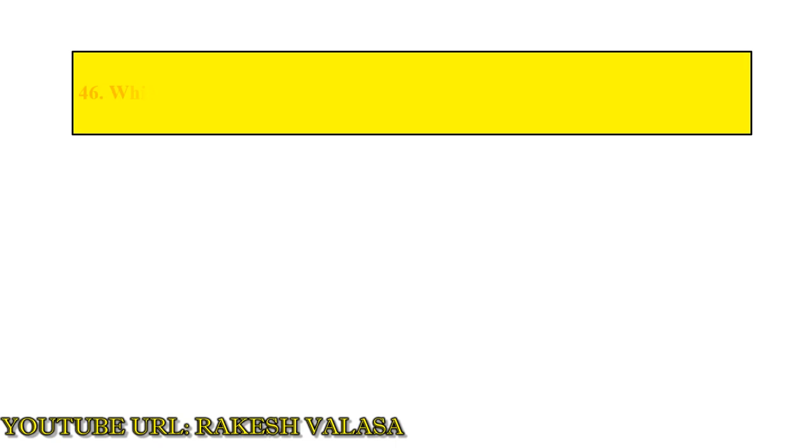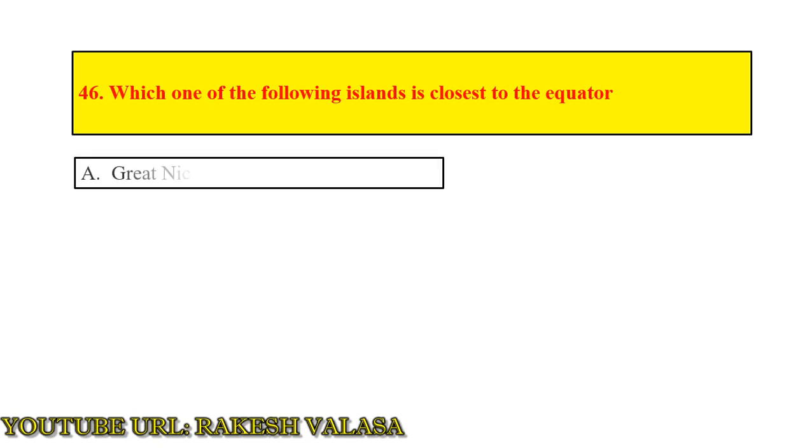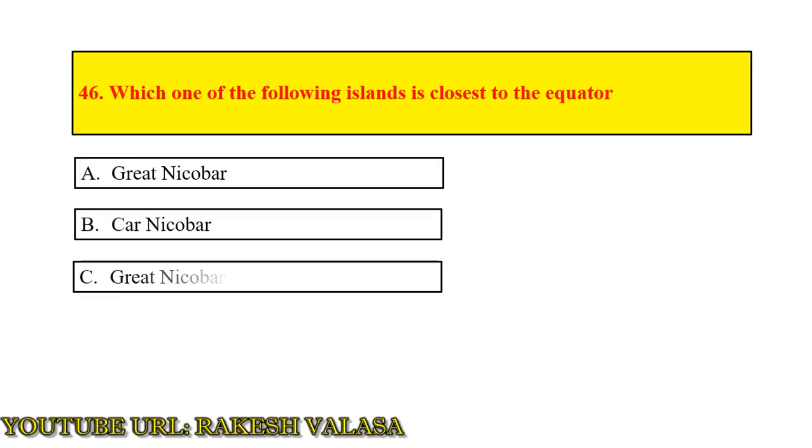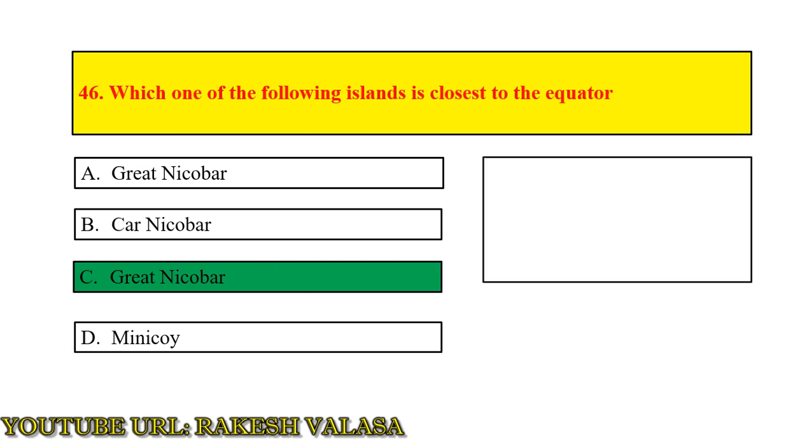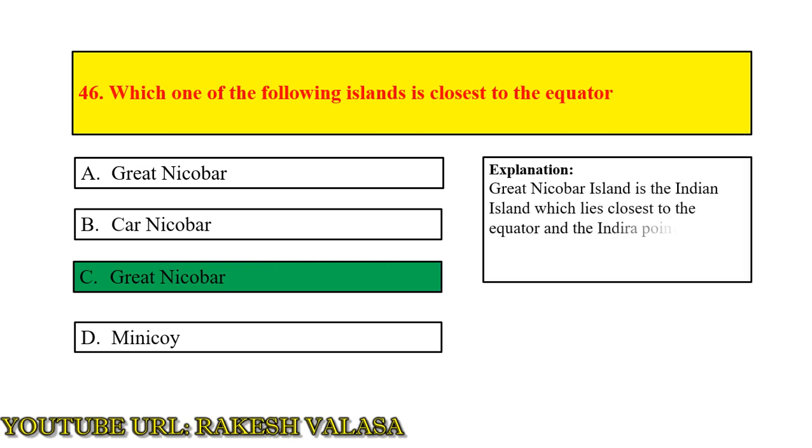Question number 46. Which one of the following islands is closest to the equator? Answer. Great Nicobar. Explanation. Great Nicobar Island is the Indian island which lies closest to the equator, and the Indira Point is the southernmost point that lies closest to the equator.